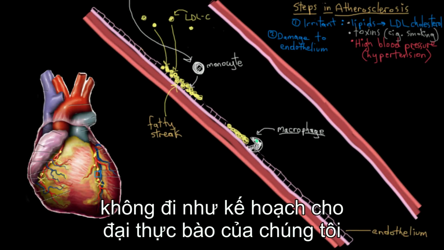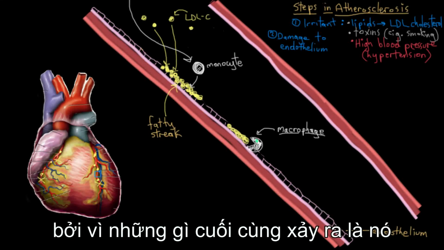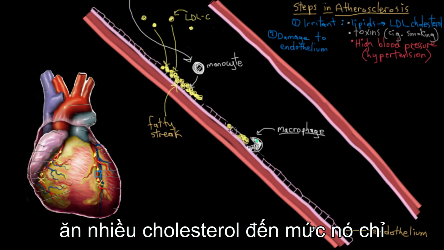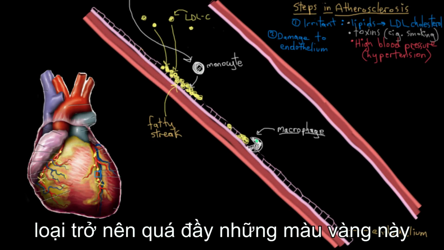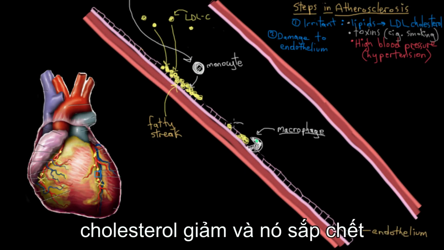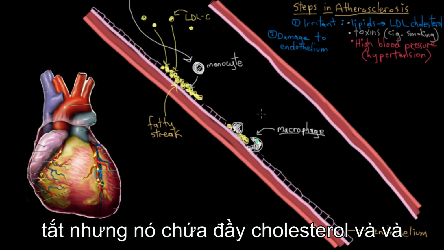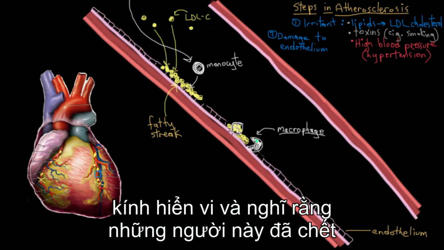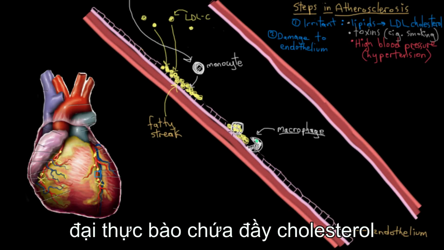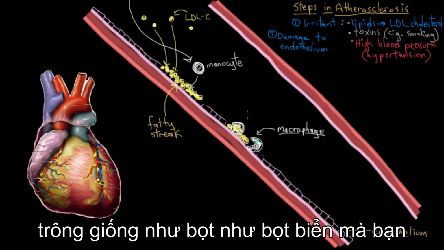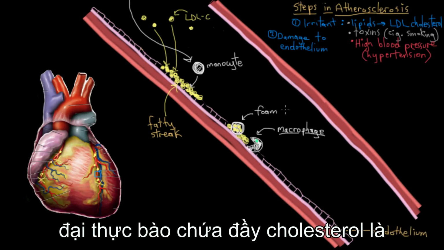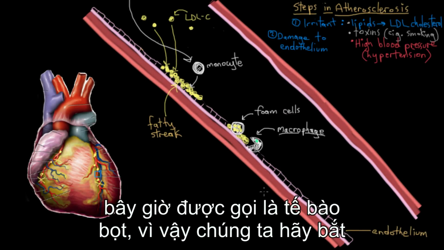Unfortunately, things don't go as planned for our macrophage, because what ends up happening is it starts to gorge itself. The macrophage eats so much cholesterol that it just sort of becomes too full of these yellow cholesterol drops, and it sort of dies off. But it's full of cholesterol, and someone a long time ago looked down a microscope and thought that these dead macrophages filled with cholesterol looked like foam, like sea foam that you see at the beach. So these dead macrophages filled with cholesterol are now called foam cells.